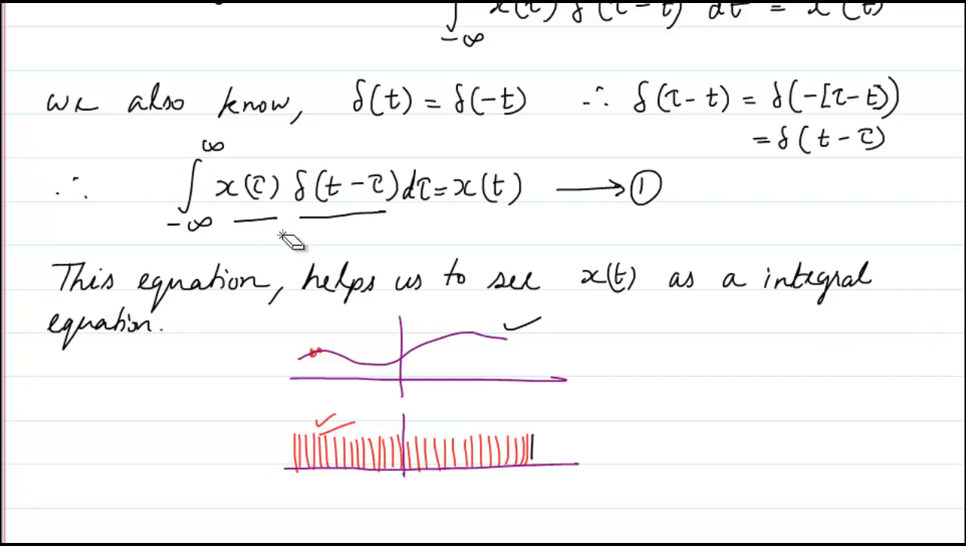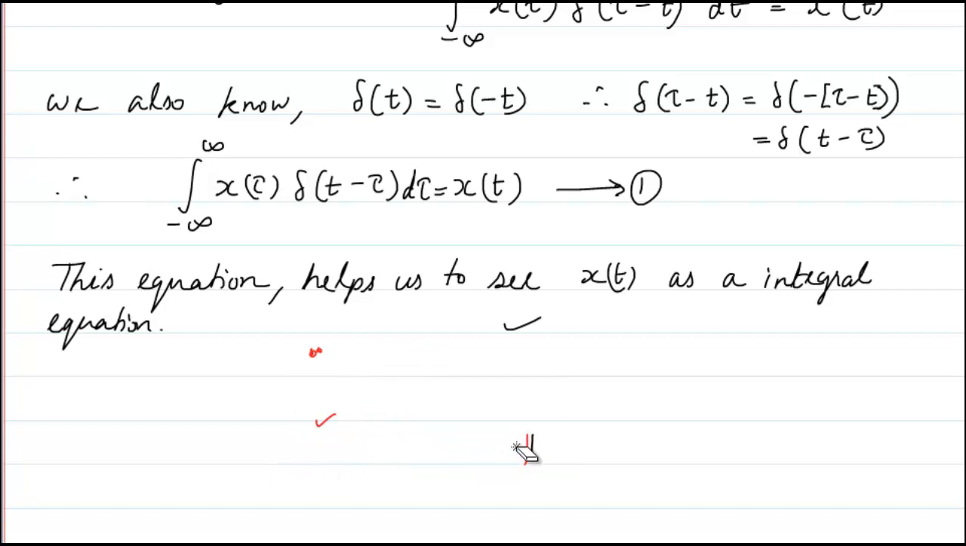This is similar to what we did in discrete time. If you remember, instead of integration we had a summation of x of n delta of n minus n naught. The same thing is what we have here, but instead of discrete time it is continuous time. That's why we have an integral equation. This helps x of t to be seen as an integral equation, and we will use this as we move forward.